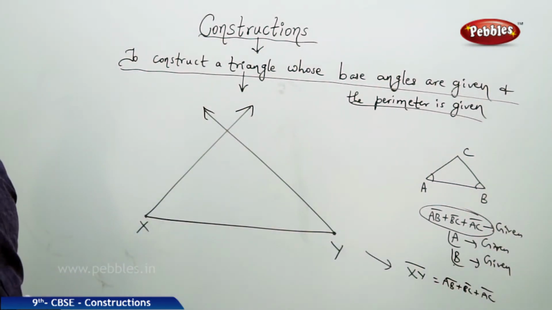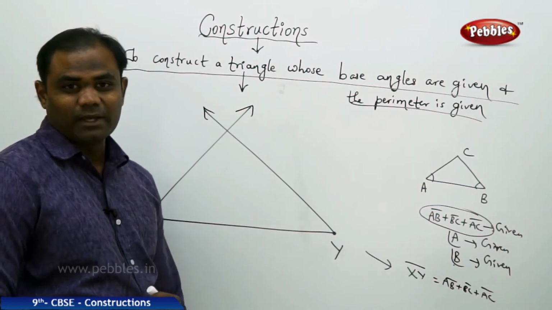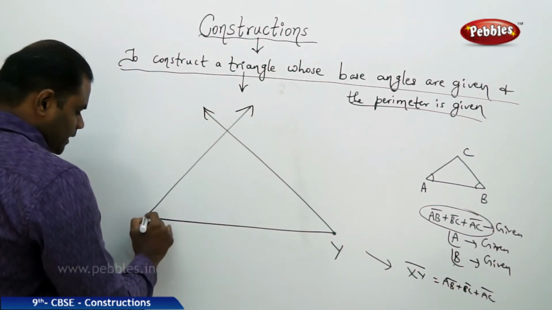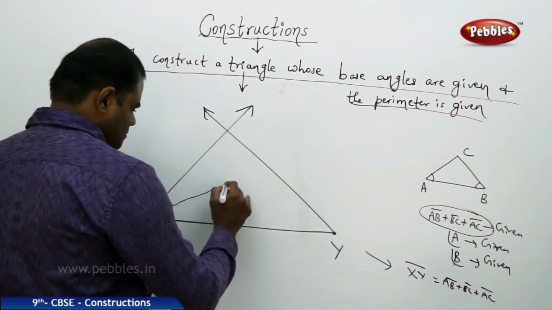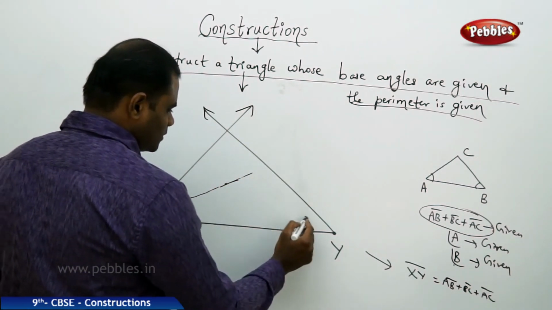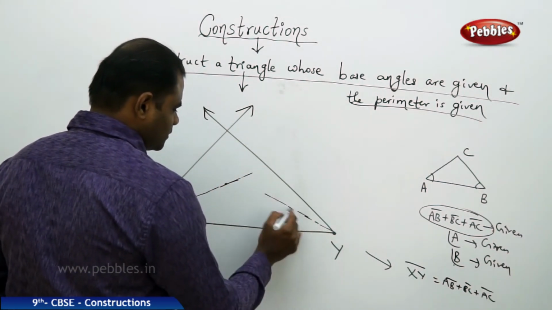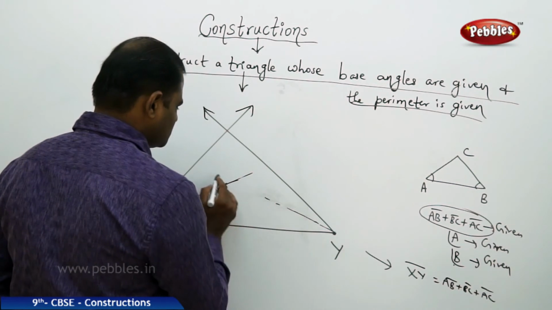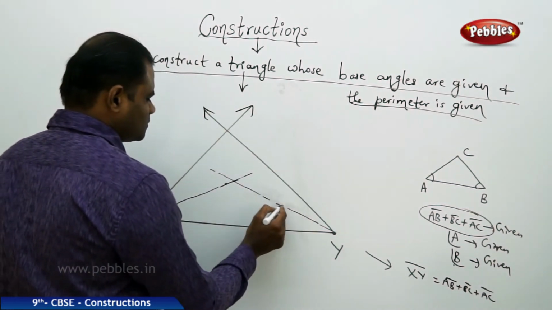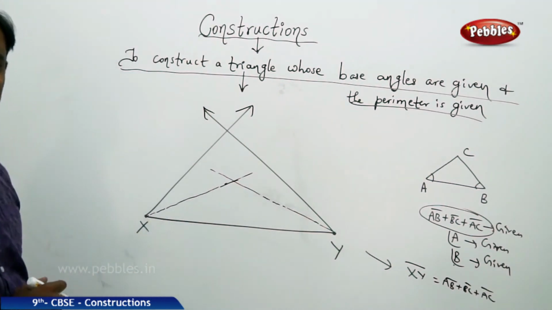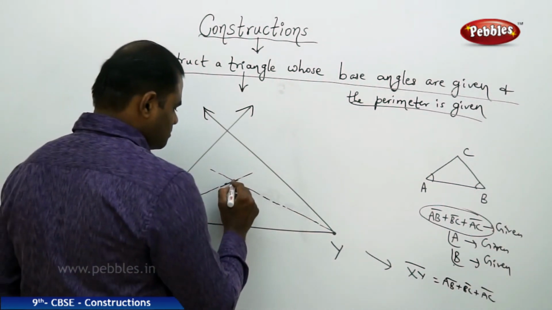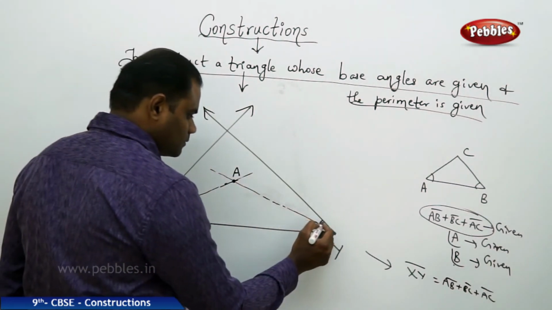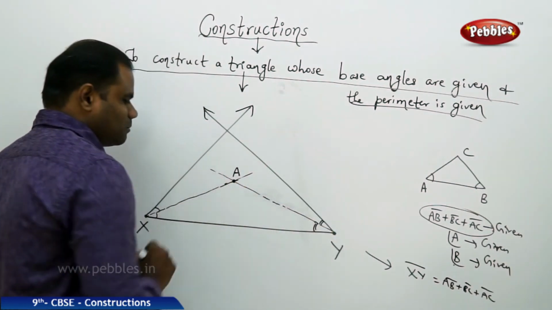Now from this we draw the angular bisectors of X and Y. So once we get these two angles, I draw the angular bisector at X, and I draw the angular bisector at Y. And these two angular bisectors meet, say, at point A. That means the angles which are equal are cut at the point A.